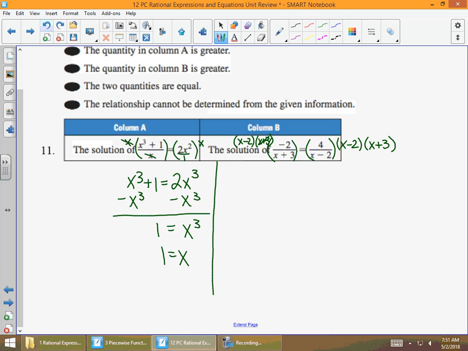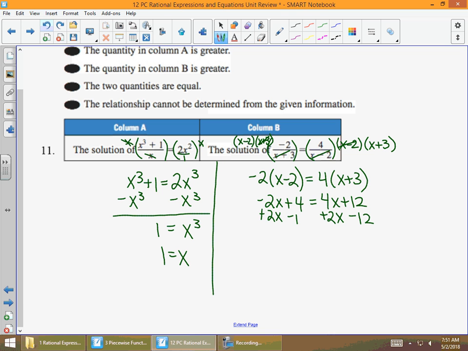So on the left side, my x plus 3's cancel, so I have negative 2 times x minus 2. And on the right side, my x minus 2's cancel, so I end up with 4 times x plus 3. And then this now looks like an algebra 1 problem. We're going to distribute our negative 2 on the left side, distribute our 4 on the right side, and solve. I like my x's to be positive, so I'm going to add my 2x over and subtract my 12. I'm going to cross stuff out so it's not super confusing here.